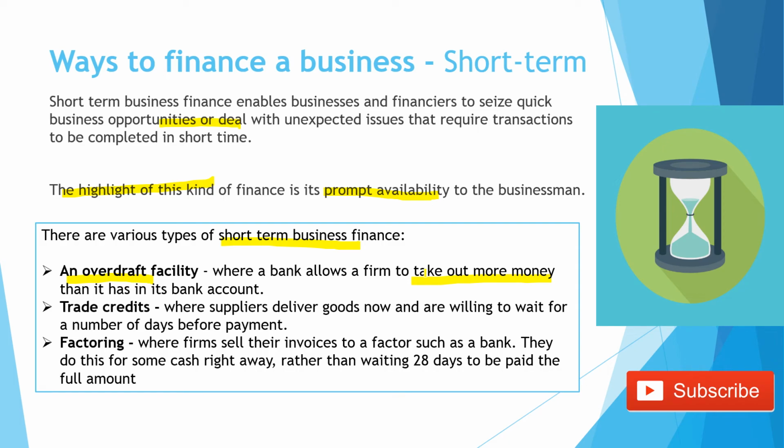which they can use to deal with unexpected issues or an opportunity that has arisen and they want to grab it. Then trade credits, where suppliers deliver goods now and are willing to wait for a number of days before payment. That is another great type of short-term finance, because you might not have money in hand, but you know that you could sell the goods that have been delivered to you within 2 days. So you could make a deal with the supplier and say, if you bring me all this stock, I'll sell it and then I'll give you money.